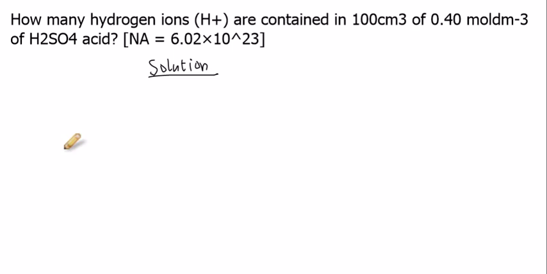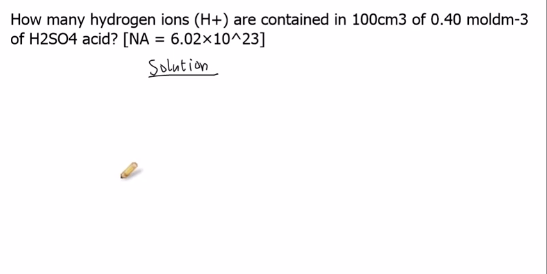In the question above, we are to determine the amount of hydrogen ions that are contained in 100 cm³ of 0.40 mol per dm³ of H2SO4 acid. The first thing to do here is to determine the concentration of hydrogen ion in the acid, and from there we calculate the number of moles and finally the number of ions present.